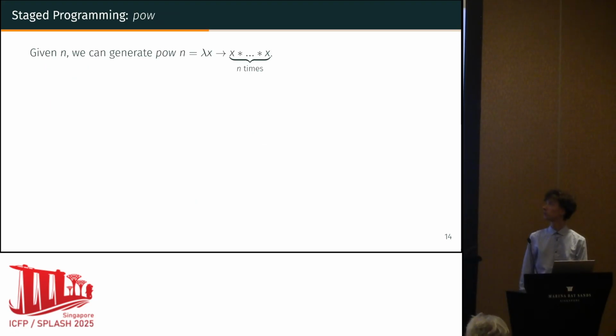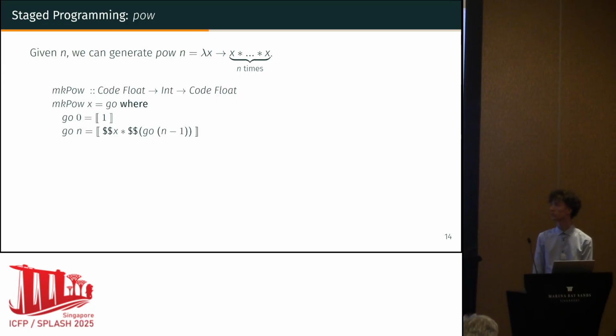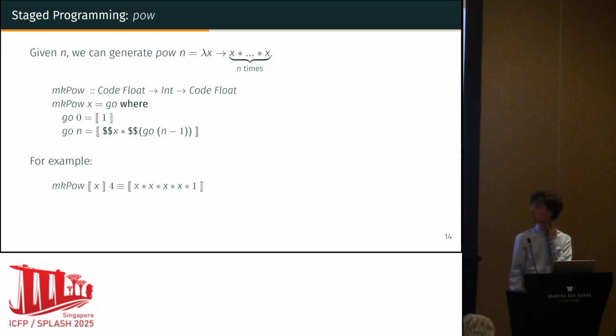For example, we could consider the power function, and rather than defining it recursively, I can now just generate its function body, and we do this by defining the following make power function. But essentially, this is just the power function itself, but with some quotes and splices inserted in tactical places. And if we use it, for example, to compute x to the power of 4, we get the code of x to the power of 4, essentially.